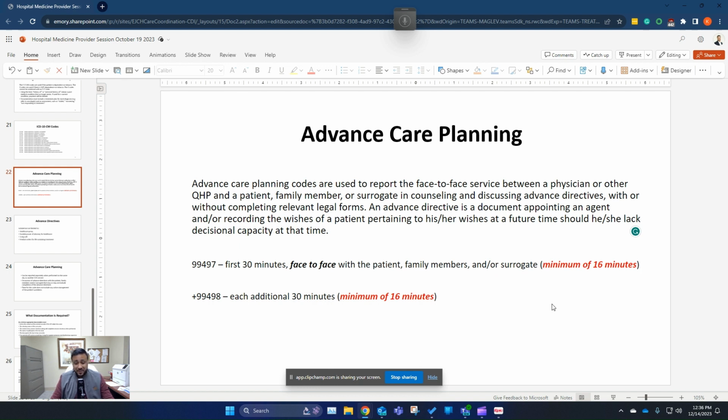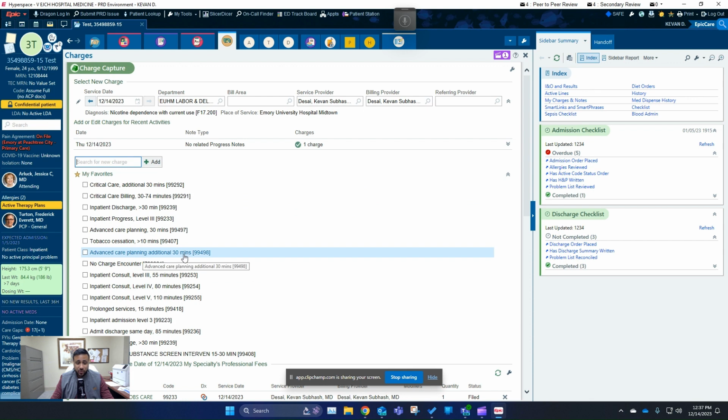16 minutes is really not that much time when you sit down and you start discussing goals of care and advanced directives and paperwork that's required and DNR, DNI. You can burn through 16 minutes very, very quickly, especially if patients have questions about what's DNR versus DNI and what does that mean. So it's very easy to bill this 99497, with a minimum of 16 minutes up to 30 minutes.